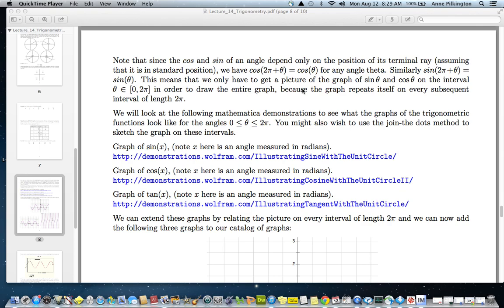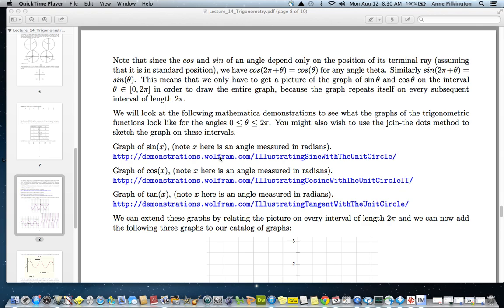In order to get this picture of sine and cosine, it's enough to get it on any interval of length 2 pi, since the function just repeats itself over an interval of length 2 pi. So it's enough to draw the graph on an interval of length 2 pi, and we're going to draw it on the interval from 0 to 2 pi. And then we just add carbon copies side by side to get a picture of the full graph.